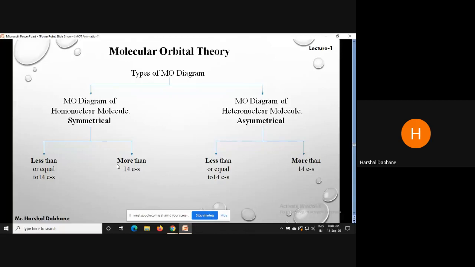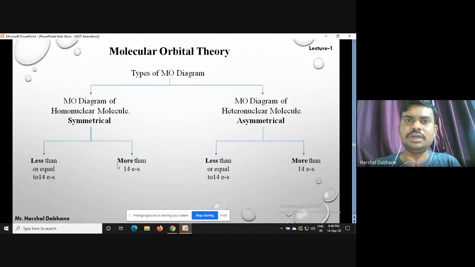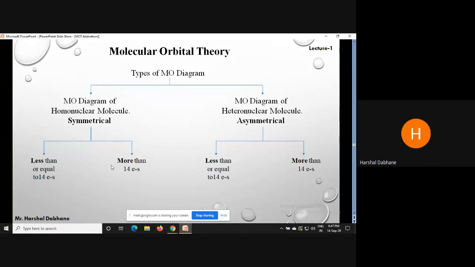So the molecular orbital diagram is divided into two parts, or two types of molecular orbital diagrams. The first type is less than or equal to 14 electrons. That means those molecules having a total number of electrons of 14 or less, from the H2 molecule to the N2 molecule. This is the class of less than or equal to 14 electrons. When you move towards the O2 molecule, it is the case of more than 14 electrons.